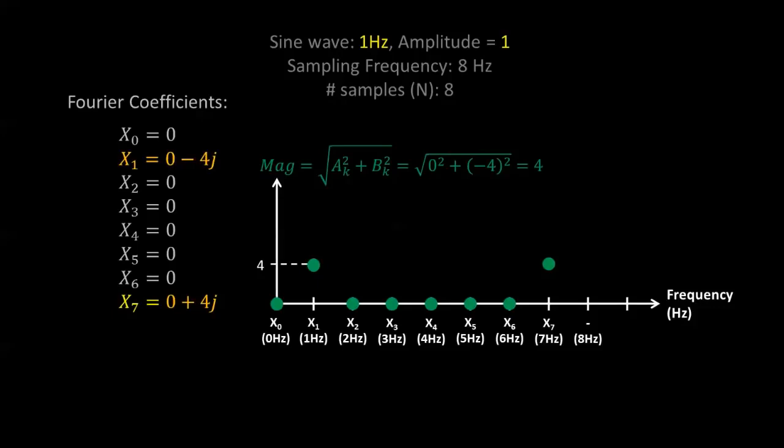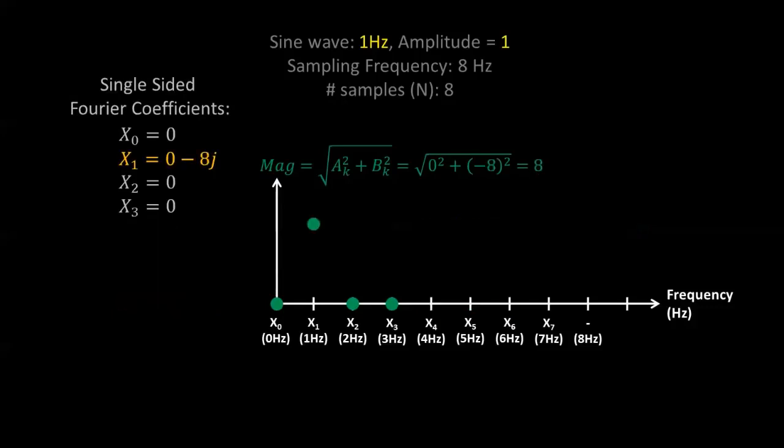But why is there one over at the 7 Hz frequency bin? Well, this is what's called a two-sided frequency plot. It's impossible to measure frequencies above the Nyquist limit, which is the sampling frequency divided by 2. So what you do is you get rid of all the values above the Nyquist limit and simply double every value that you have below the Nyquist limit. So in our case, we get a magnitude of 8.